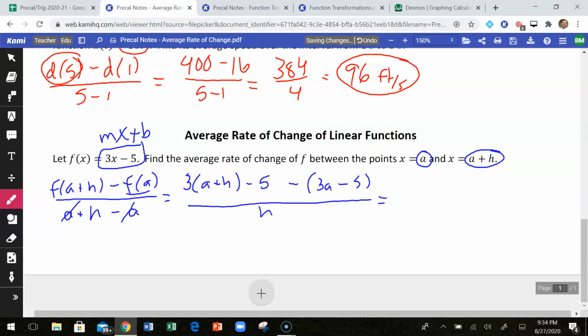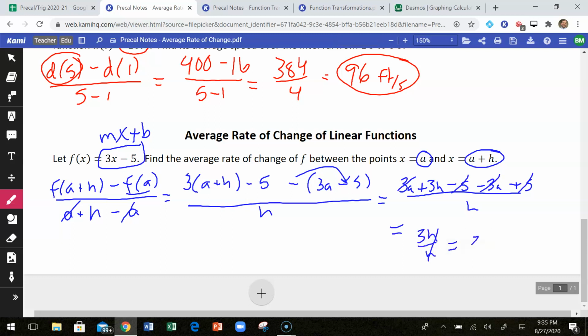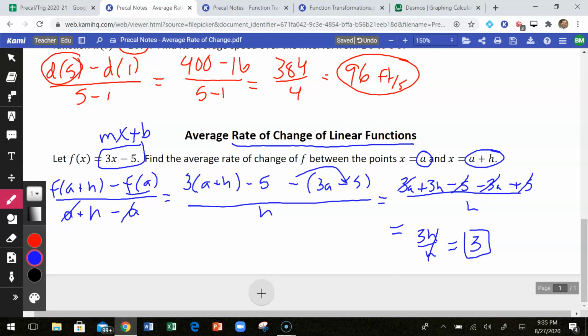Now I'm going to distribute, and some things should cancel here. So I'm going to get 3a plus 3h minus 5 minus 3a plus 5. Make sure that it's distributed there as well. All over h. The 5's will cancel. The 3a's will cancel. We're left with 3h over h, which is 3. So the idea here is that if you are doing average rate of change of a linear function, it will always be equal to the slope of that line, which is 3.